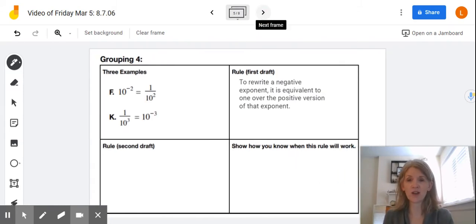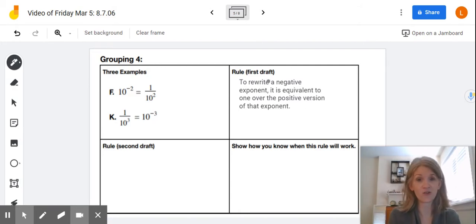Wow, negative exponents get to be a little bit of a mind bender. But the rule is, when you have a negative exponent, you can rewrite it as 1 over the positive version of that exponent. So our numerator becomes a positive version down in the denominator. Let's show how this works. Again, you can pause it at any time to write down the first draft and then try writing it in your own words for the second draft.